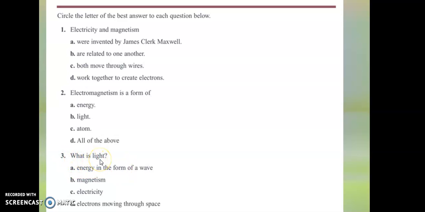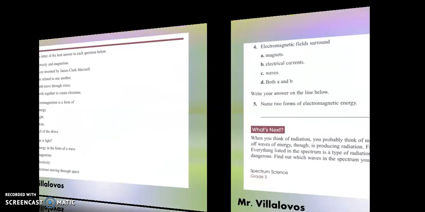What is light? Energy in the form of a wave, magnetism, electricity, or electrons moving through space. What is light? Okay. Next.